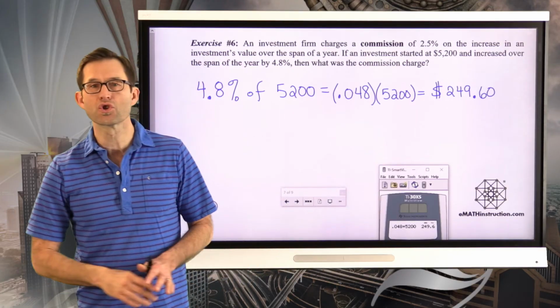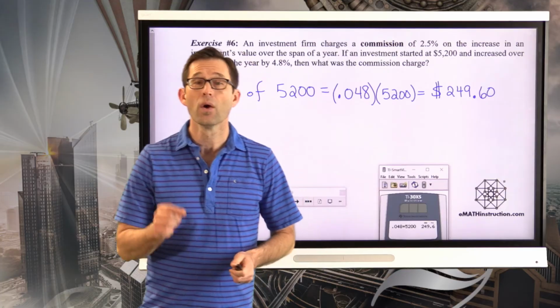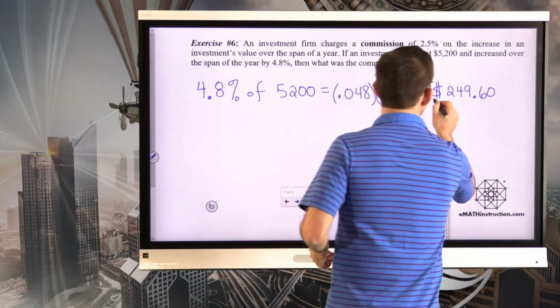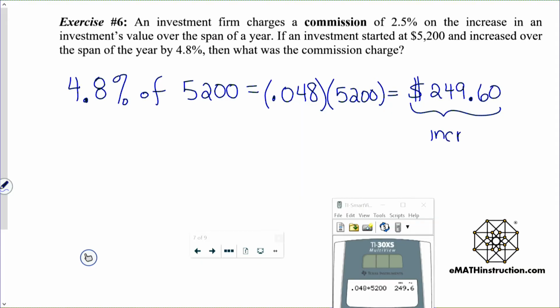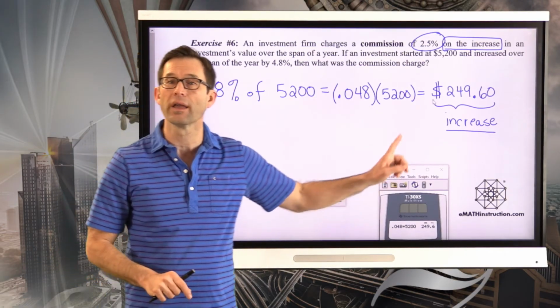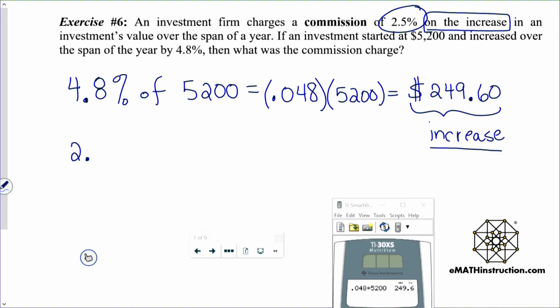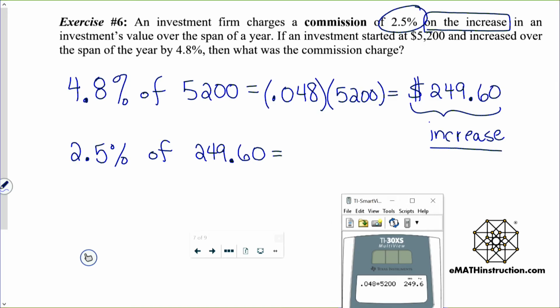Okay, now let's just make sure that we know that's not our final answer. That was the increase in the investment over the span of the year. This was the increase, right? So now our commission is going to be 2.5% of that increase. In other words, I need to now find 2.5% of this number. All right? So that's my next step. 2.5% of $249.60. So again, very similar to my calculation before.